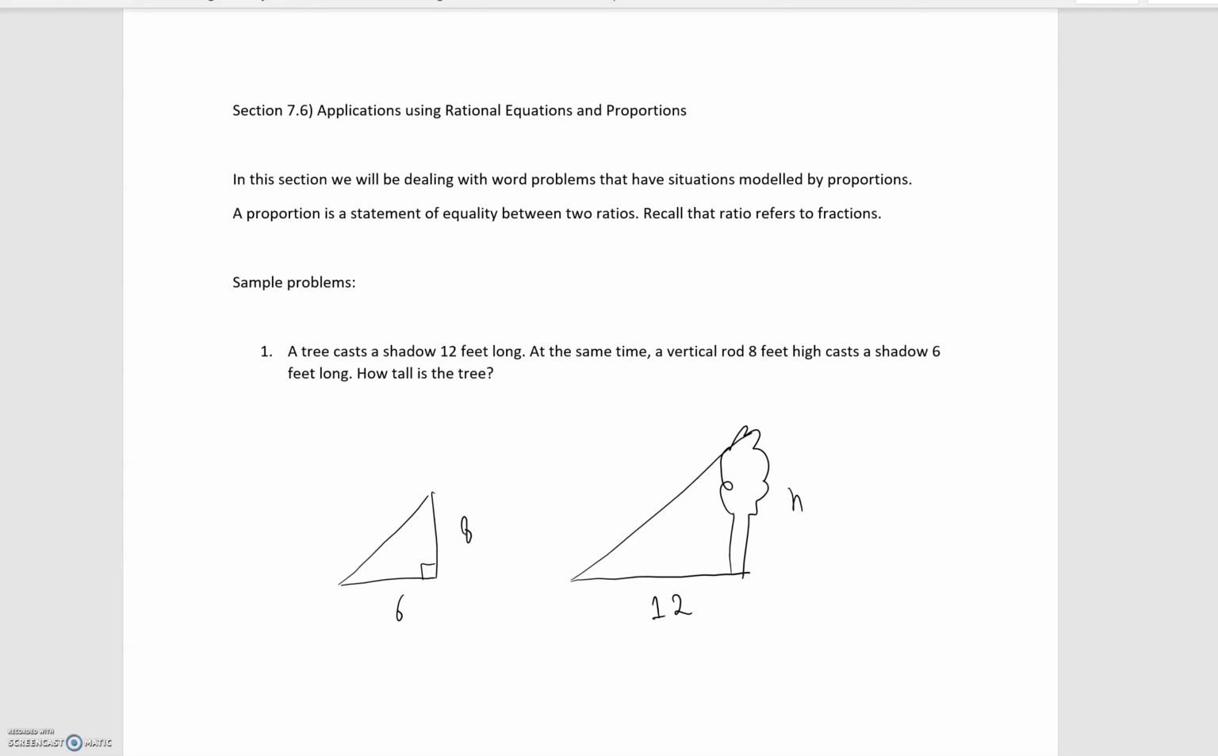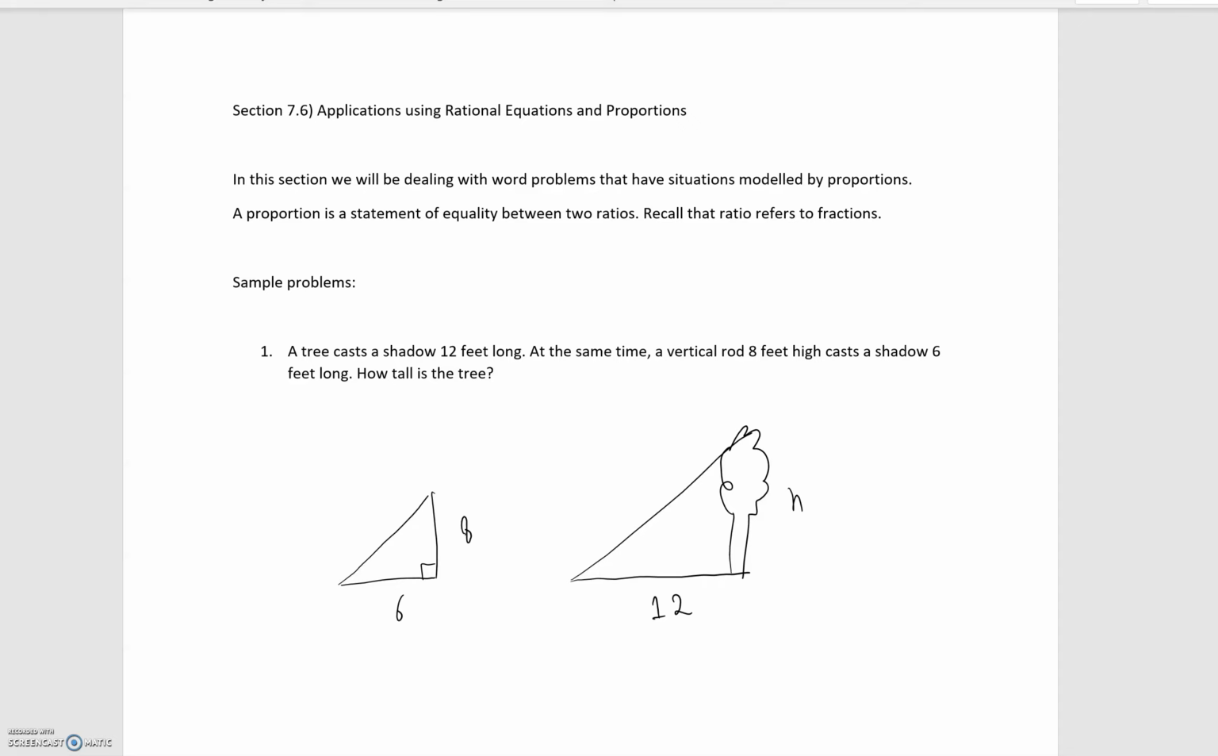Hi everyone, this is our lecture video for section 7.6, where you are looking at applications of rational equations, in particular when dealing with proportions. In this section we're going to be dealing with word problems that have situations modeled by proportions. A proportion is a statement of equality between two ratios. Recall that ratio refers to fractions.